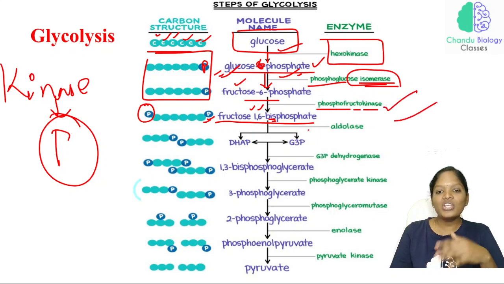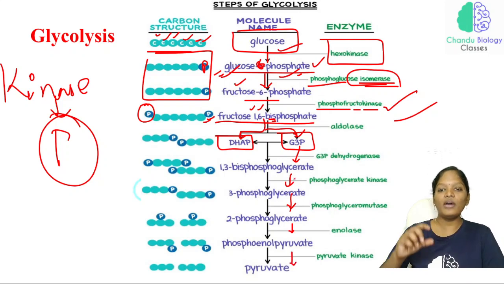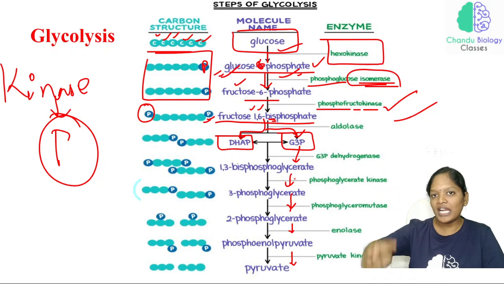Now at this stage, the reaction will be divided into two branches: dihydroxyacetone phosphate, DHAP, and glyceraldehyde 3-phosphate, G3P. This is the area where you have to pay more attention. Glyceraldehyde 3-phosphate is converted into 1,3-bisphosphoglycerate, then into 3-phosphoglycerate, 2-phosphoglycerate, phosphoenolpyruvate and pyruvate. So this is how the glyceraldehyde 3-phosphate continues the cycle.